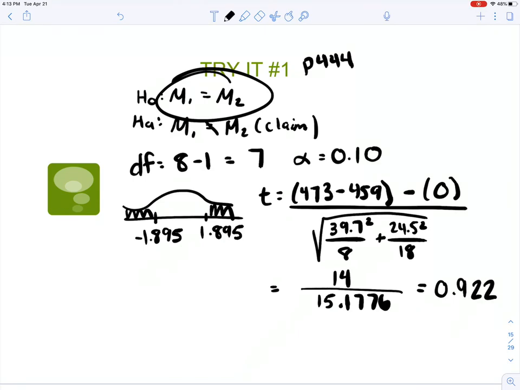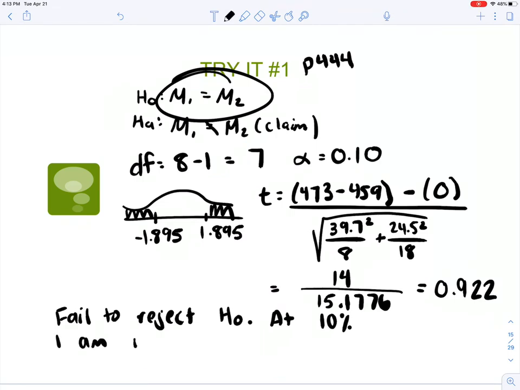Okay, looking at that, that is not in my rejection region. So I would say fail to reject. If I'm not throwing it out, I'm not supporting the claim. So I could say at 10%, I am not supporting the claim.